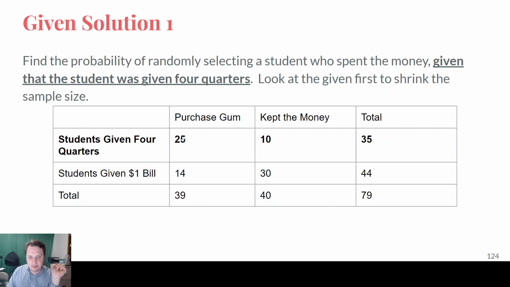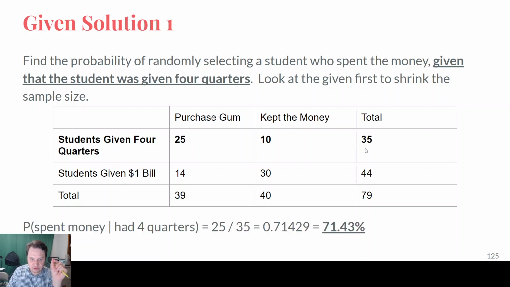Or in other words, what's the probability that they purchased gum with the money? So that probability is going to be 25 that they purchased gum divided by the shrunk total of 35. And that's how you do it. So first you shrink your sample space to only the people you're looking at, in this case the people with the quarters, and then you ask the first half of the question. Find the probability that they purchased gum. And so that's how you get 25 over 35. Feel free to rewatch this if you don't quite understand what happened. We'll do some more examples as well.